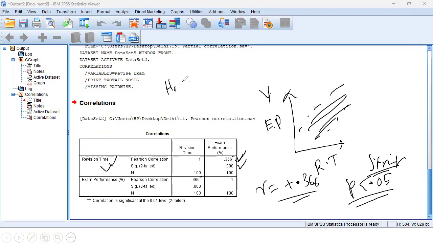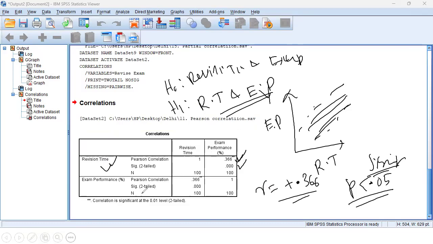So here we can develop our hypothesis also, null and alternate hypothesis. The null hypothesis: there is no relationship between revision time and exam performance. But in the alternate hypothesis, there is a significant relationship between revision time and exam performance. So we can test our hypothesis also here. Now we see the other relationship.